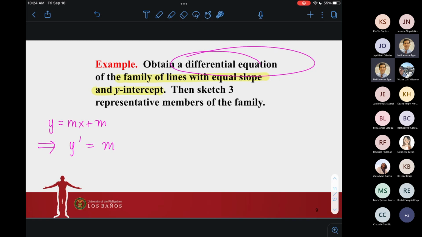But this time we'll see y primes scattered all throughout the given equation. But that's fine because we have eliminated the parameter and we already have an ordinary differential equation. So again, what I'll do is to replace all m's in the given equation for the family by y prime. Kasi yun yung nakuha natin mula dun sa pagde-differentiate. So that means the family of lines can be written as y equals y prime x plus y prime. Okay, and now the parameter is gone. Napalitan yung parameter by the derivatives.